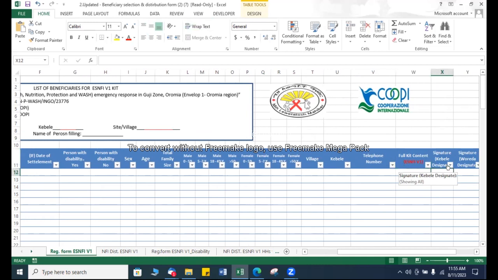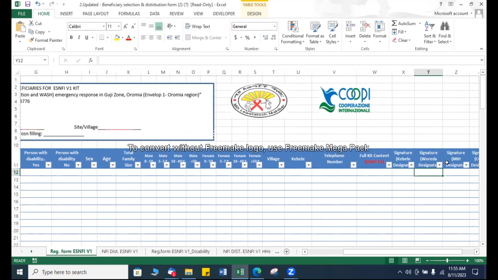Then the signature of the Kabale authorities designate has to be there. Then the signature of Warada authorities has to be there. Every individual has to sign. Then, if there is an implementing partner working with us, their signature has to be there. For example, we are now working in Guji zone with SNFI activities. One of our partners there is called MIH. So if they are supporting the operation in the beneficiary selection verification process, they also have to sign on their behalf on the beneficiary registration file.